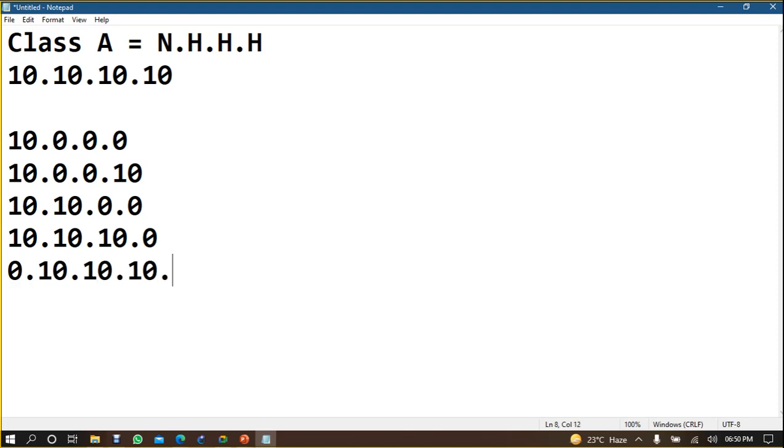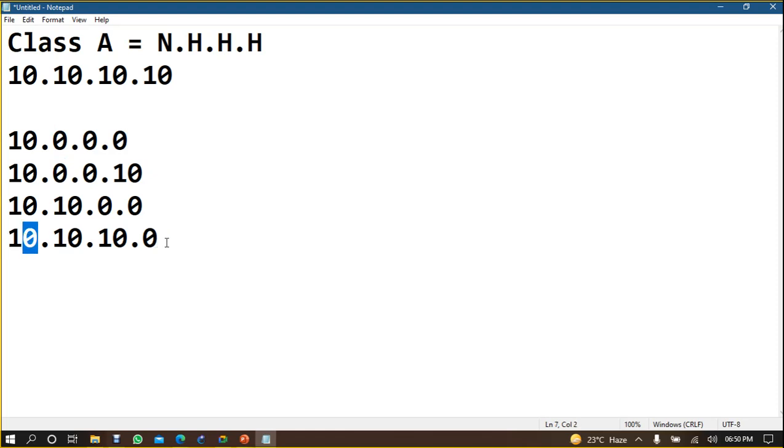Zero. Yes, this is a wrong IP address. I'm talking about how many zeros can be there in a class A IP address. You can keep 20, no problem. 20 here, 20 here, 10, no problem. But you cannot use 0 in the host part. Whenever you see all zeros in the host part, it is wrong, and whenever you see 0 in the network part, it is wrong.